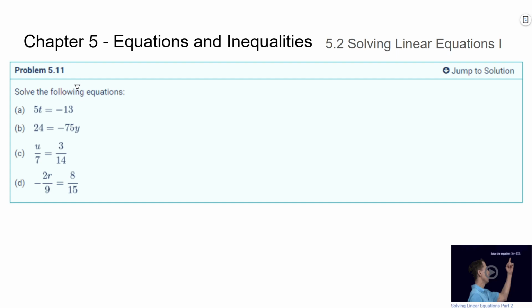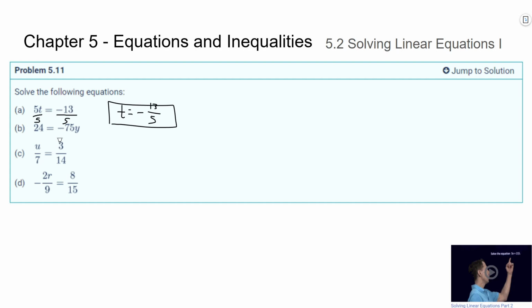All right, let's go ahead and solve these equations. So 5t equals negative 13. Well, we have 5 times t. So in order to get t by itself, we would have to divide both sides by 5. Divide by 5, divide by 5. Okay, and then we're going to be left with t equals negative 13 over 5.